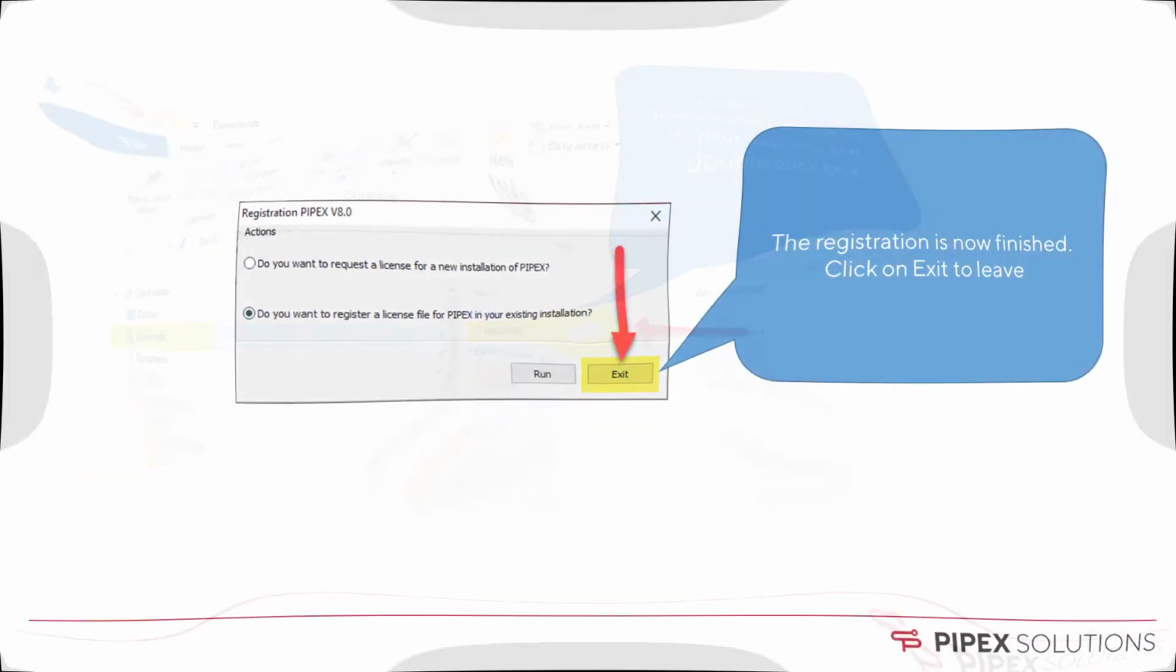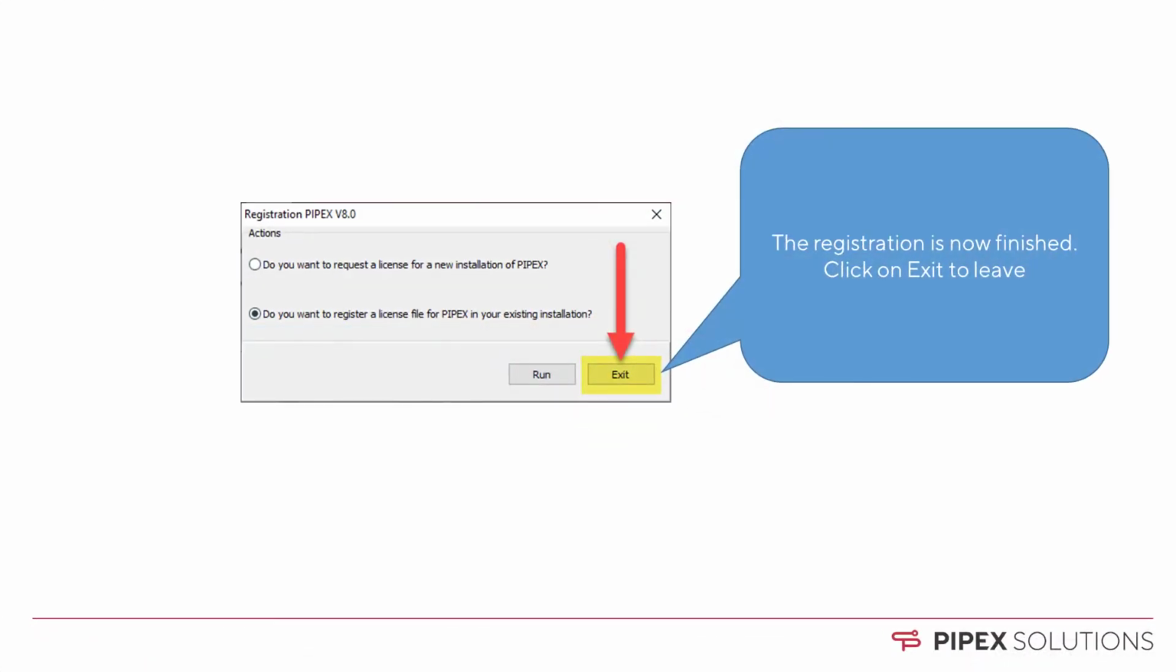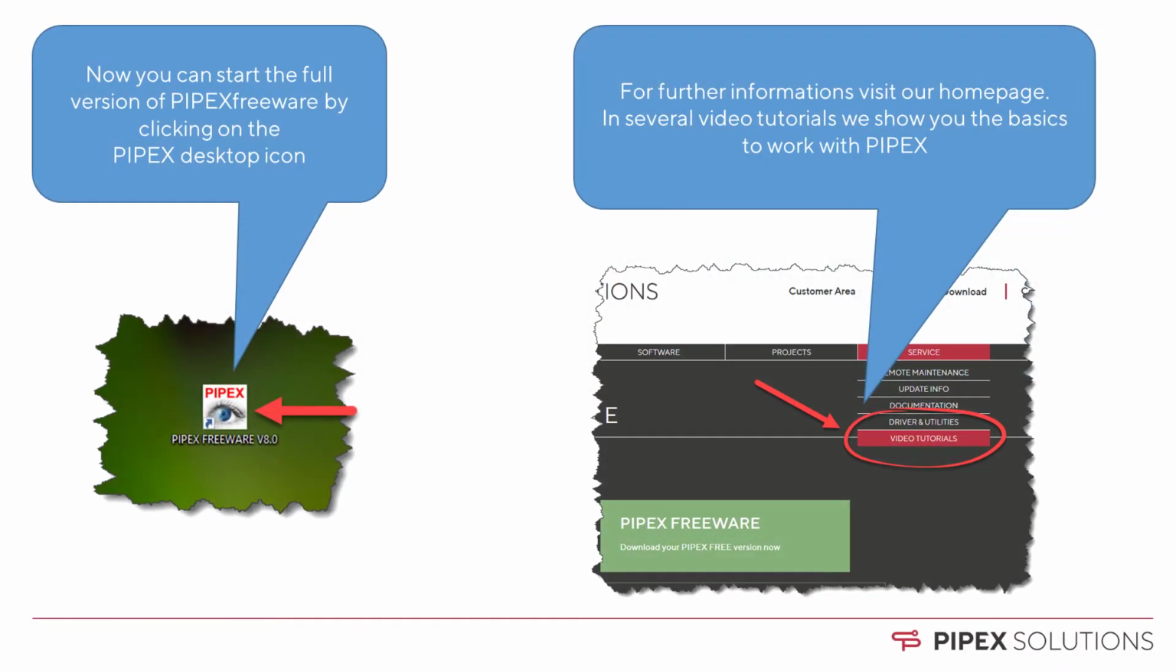The registration is now finished. Click on Exit to leave. Now you can start the full version of PIPEXfreeware by clicking on the PIPEX desktop icon. For further information, visit our homepage. In several video tutorials we show you the basics to work with PIPEX.